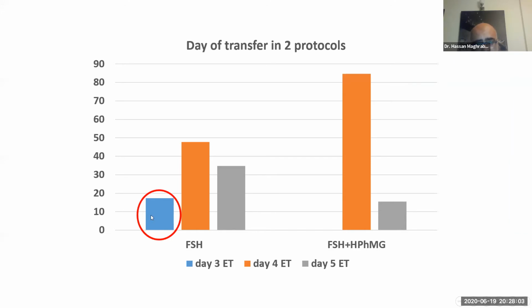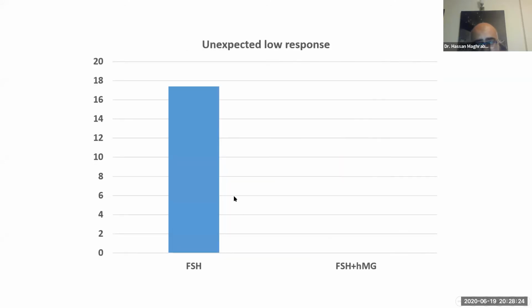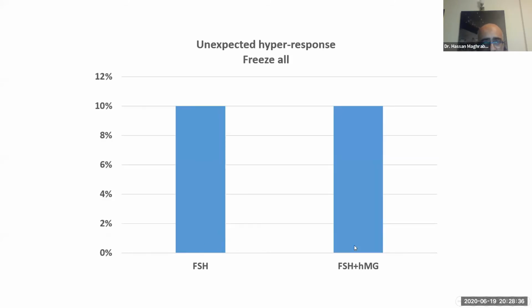We had to transfer 17% of the cycles on day 3 in the group of FSH alone, and this did not happen in the other group. We transferred on day 4 in 50% of the cycles and in 80% of the cycles of the 2 protocols. But we found that unexpected low response was found in 17% of cycles when we started FSH alone, and none of the cycles on the combined FSH and HMG.